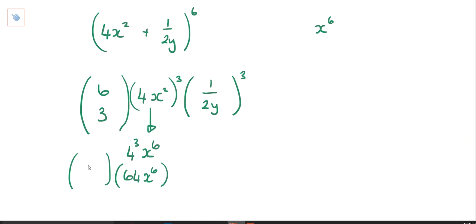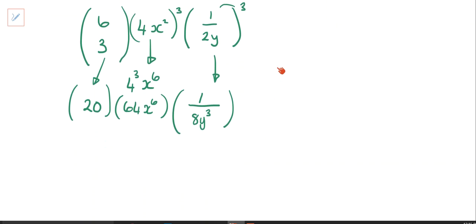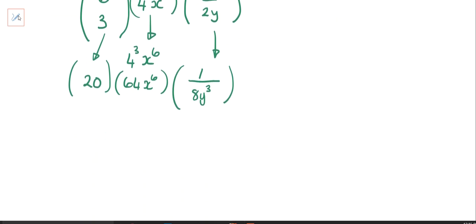$20? Yeah. Okay, so times 20. And then what's this bit at the end? So that's that bit done, and then what's this bit? So we've got to apply the cube there, so that's still 1. And then we've got 2y cubed, which is 8y cubed. Okay? So now we just have to simplify as much as we can.